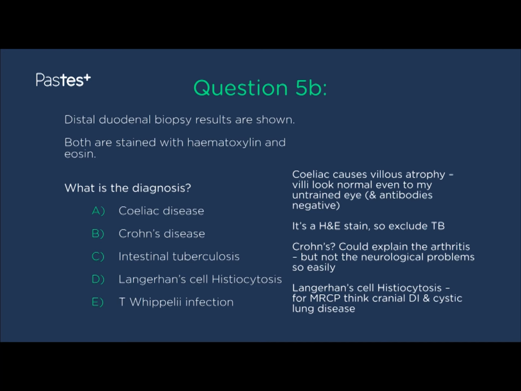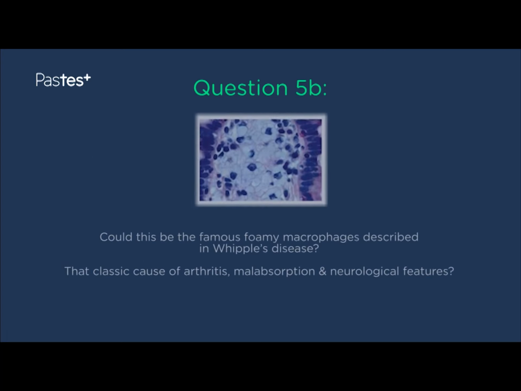H&E stain, was it going to be TB? Well, TB doesn't show up very well. For TB, you want an auramine or ZN stain. Crohn's disease. Well, I suppose that could explain the arthritis, because you can get an enteropathic arthritis, but it doesn't explain the memory loss, unless that's tied in. We'll ignore the Langerhans cell histiocytosis, and let's just think, could that biopsy have been showing the famous foamy macrophages that are described in Whipple's disease, that classic cause of arthritis, malabsorption and neurological decline?